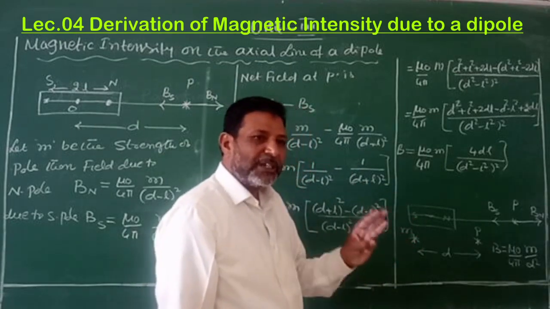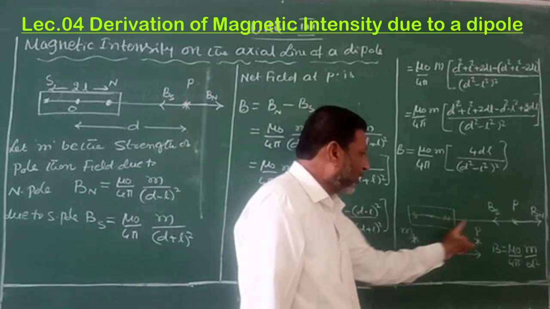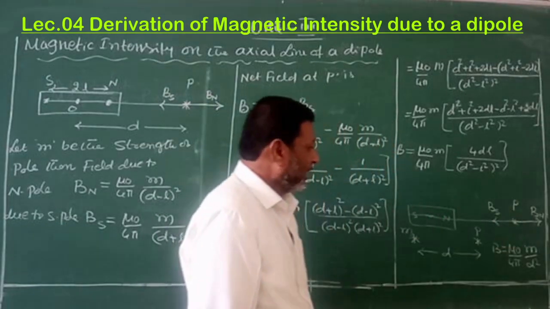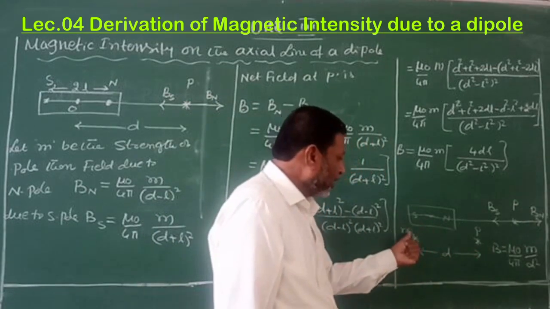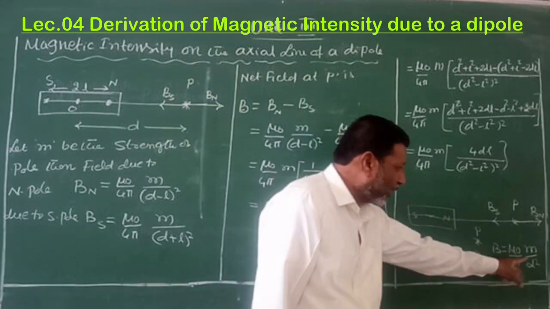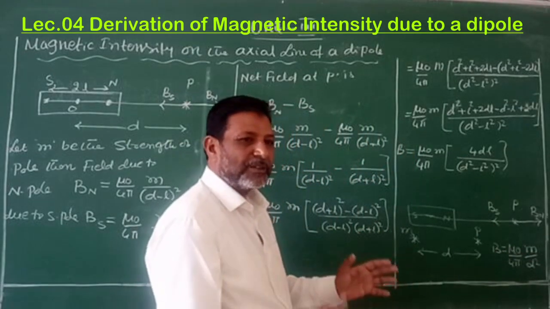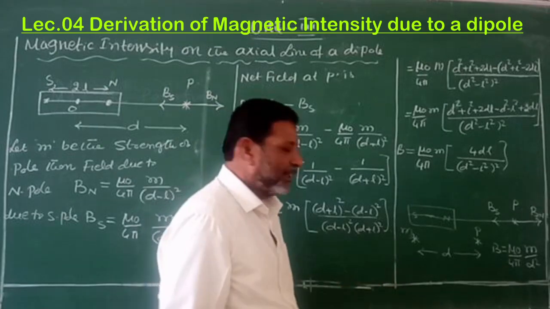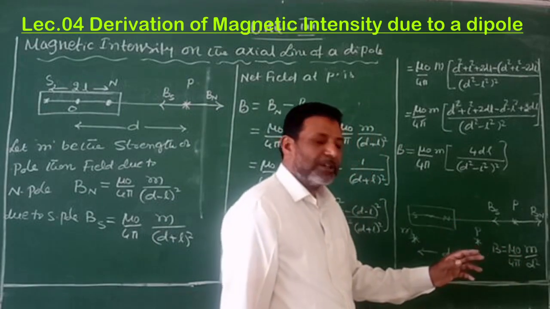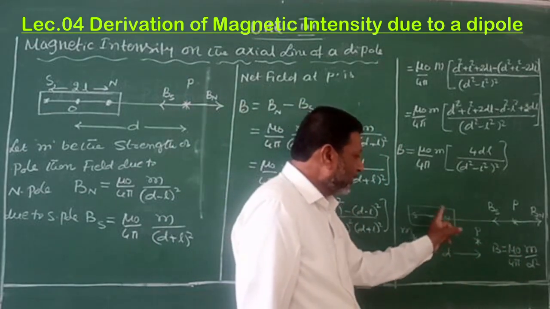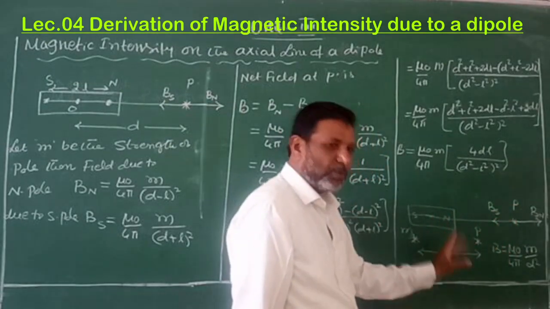First point is, what is the axial line? It means a line passing through the two poles and the center of the magnet. Next is the magnetic intensity at any point due to a magnetic pole. The formula is this one. And the magnetic intensity is a vector, meaning it has magnitude as well as direction. The magnitude is this one; the direction is away from it for the north pole, and towards it for the south pole.